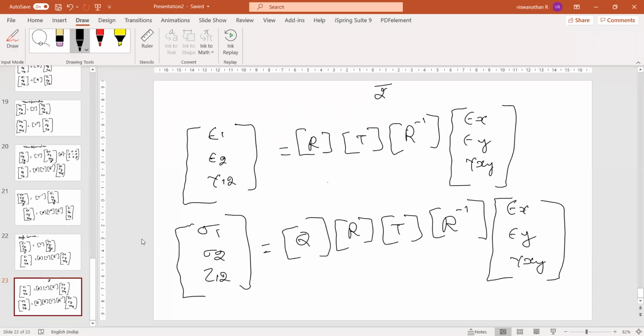Here, if you multiply, you'll get the global stresses. Can somebody answer this? Are you able to understand what I'm asking? I have a relation between the local stresses and the global strains. This is the relation. Now I want to replace this with global stresses. How do I replace?